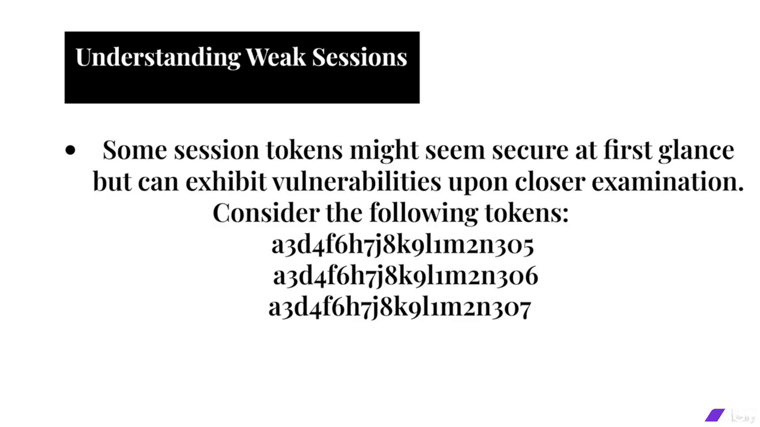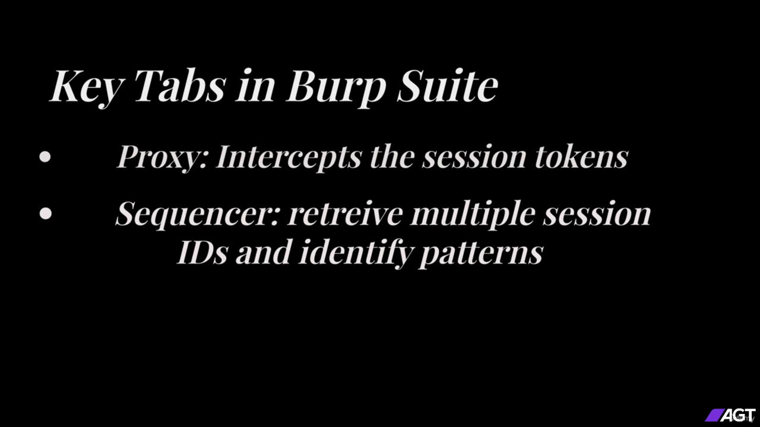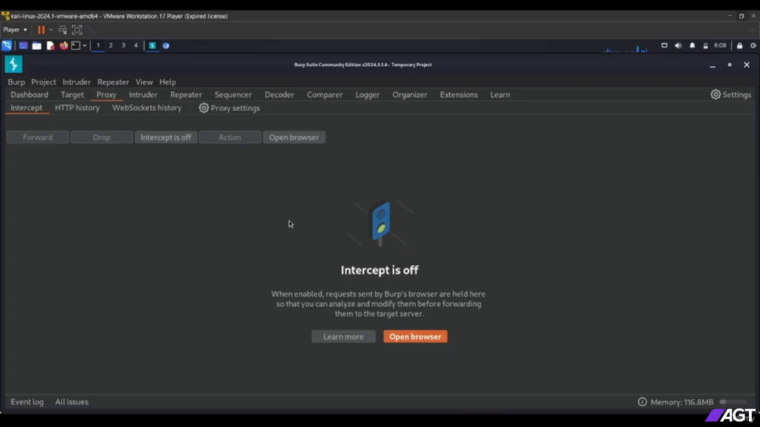We'll use two main tabs in Burp Suite to analyze session tokens. First, we will intercept the session tokens from the web application using the Proxy tab. Then identify patterns and analyze the randomness of the tokens using the Sequencer tab. Let's see it practically. Now let's see how to tamper with session tokens to gain access to another account.